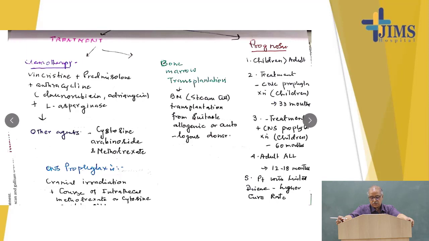Treatment with the above chemotherapy minus CNS prophylaxis, the patient will survive almost 33 months. With this chemotherapy with CNS prophylaxis, the patient will survive about 60 months. Adult ALL is 12 to 18 months. Patients with limited disease have higher cure rates.